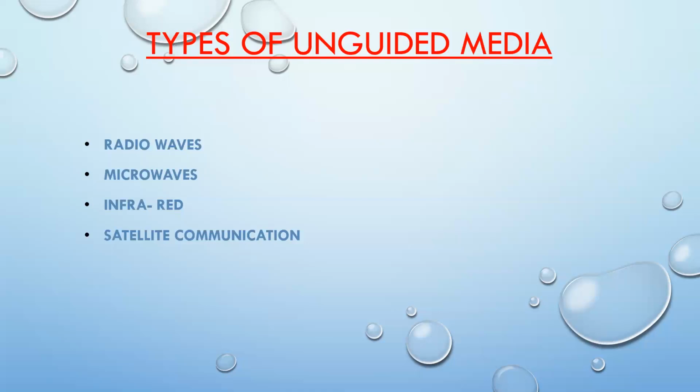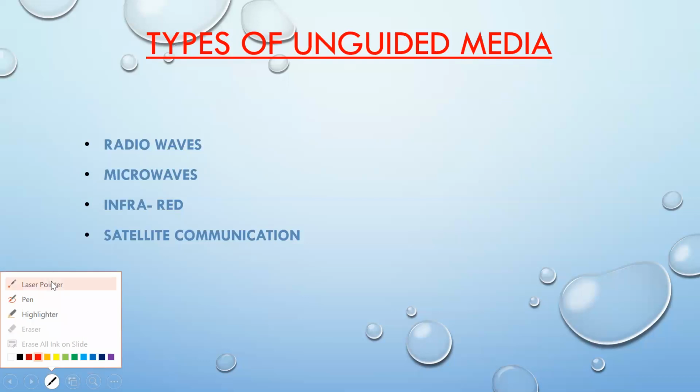It has four types. The first one is radio wave. Second one is microwave, third one is infrared, and the fourth one is satellite communication.